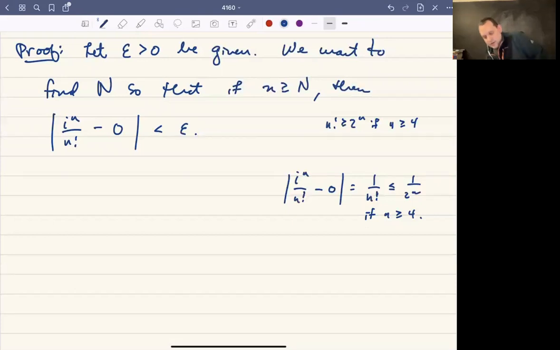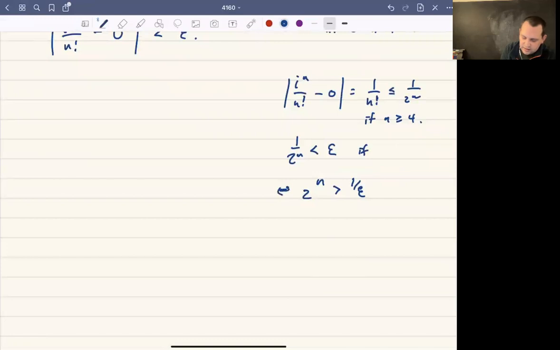Okay, and then 1 over 2 to the n is going to be less than epsilon if n is, let's see, this is going to be the equivalent of saying that 2 to the n is greater than 1 over epsilon, which is the same as saying n is greater than the natural log of 1 over epsilon divided by the natural log of 2. Okay, so n has to be at least that big.